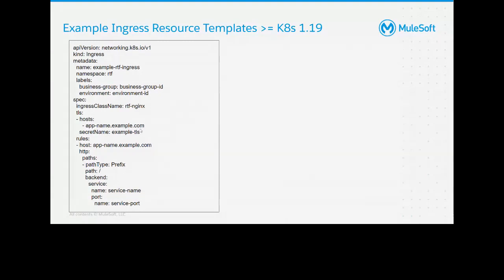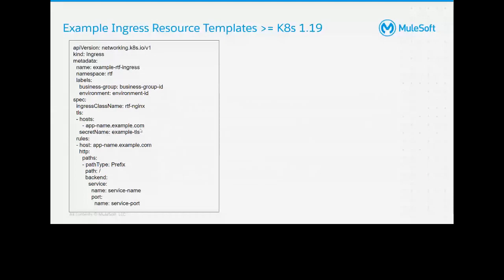What I'm telling RTF is that I want Nginx as the Ingress controller for this host name. If you want to use another HAProxy, you can refer to that RTF-HAProxy. So for every domain under which you want to expose your Mule APIs, you will create this custom Ingress resource definition and then apply it at the cluster.